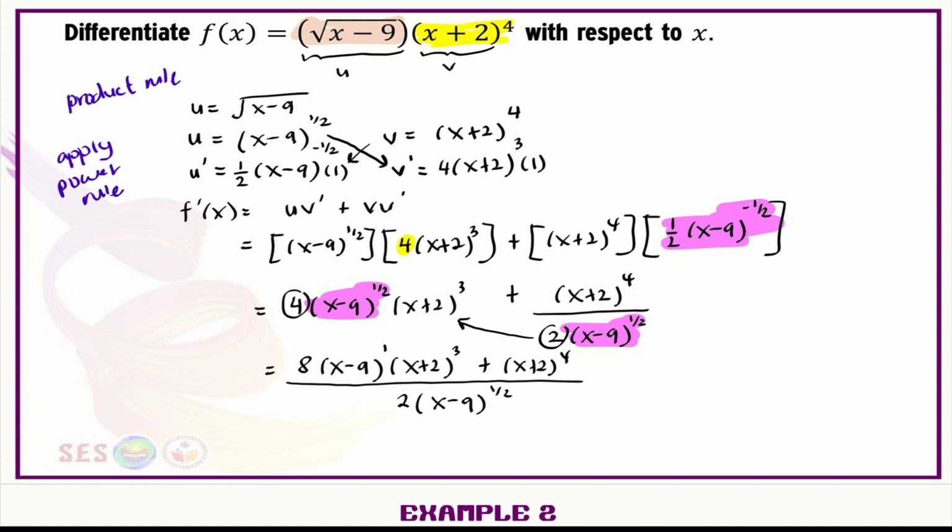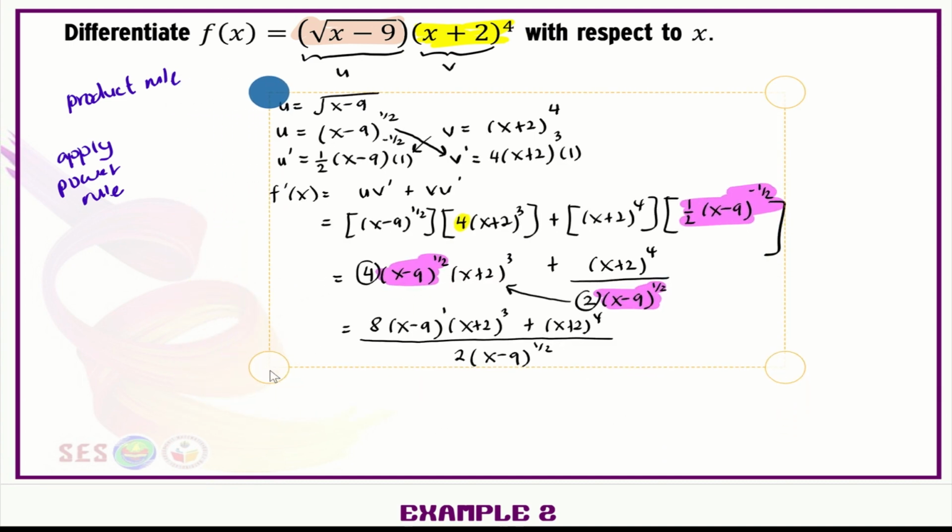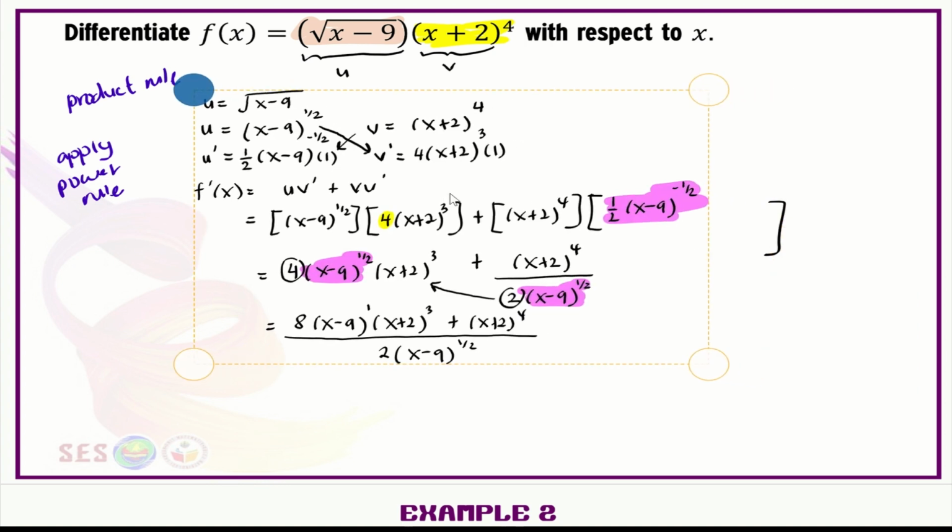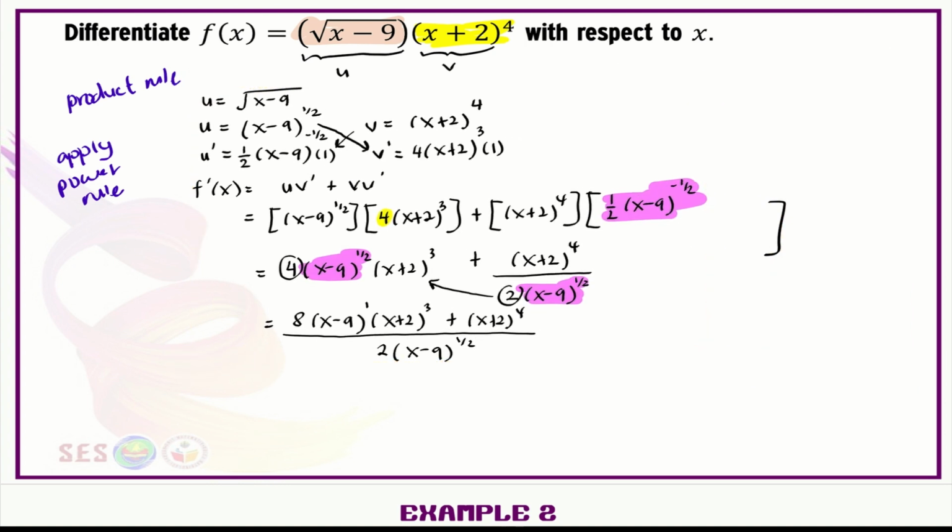Okay, so let us try to make this a little bit smaller so that we can have more space to write the solution. I'm going to erase this one and write back here. All right, so now we need to simplify this further.